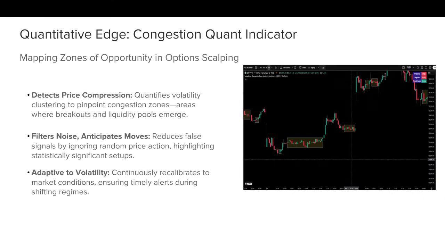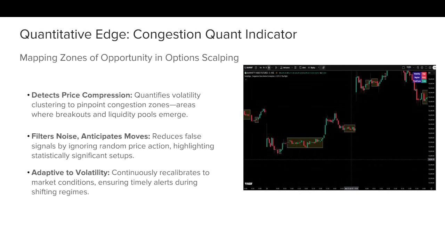So now let's come to what we are going to do. We are going to use something called a congestion quant indicator. So we will be mapping zones of opportunity in option scalping. We will detect price compression. The indicator actually quantifies volatility clustering to pinpoint congestion zones, areas where breakouts and liquidity pools emerge.